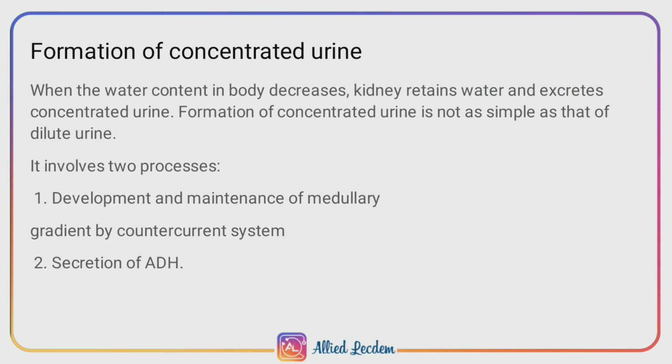How does the concentrated urine form? When the water content in the body decreases, the kidney retains water and excretes the concentrated urine. Concentrated urine formation is not as simple as formation of dilute urine. This involves two processes: development and maintenance of medullary gradient by the countercurrent system, and secretion of ADH.